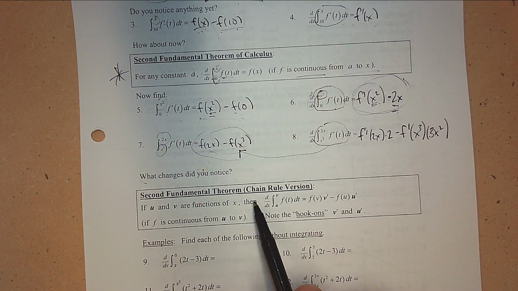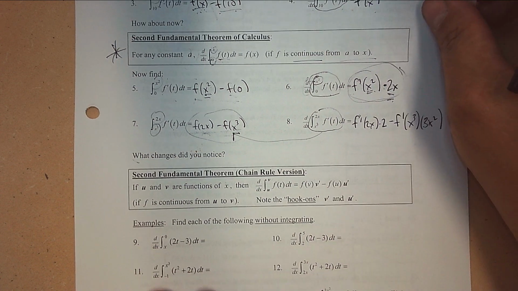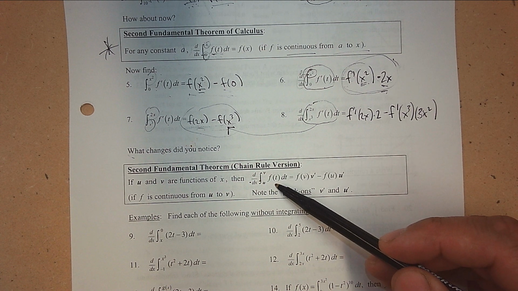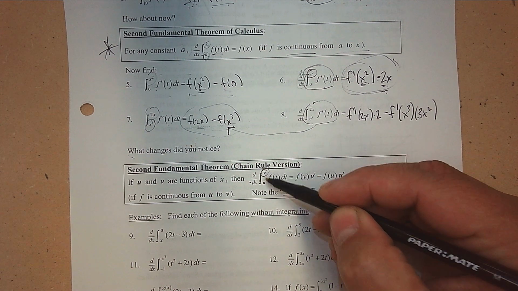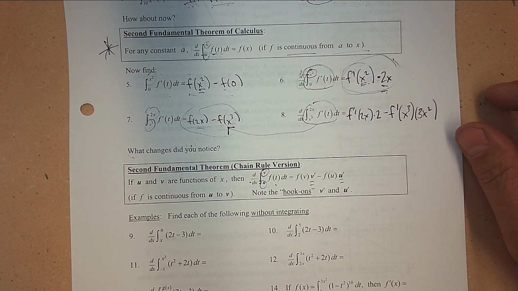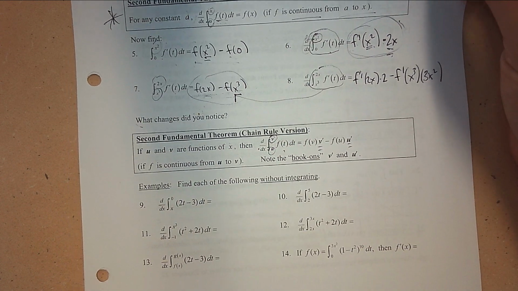So the second fundamental theorem, including the chain rule version: I want you to notice that they still undo each other, but you have to remember that the bounds can create hooks that you have to include. So look at the bounds and take the derivative of the bounds and hook it on. If the derivative is 1, you don't have to worry about it. And if the derivative is 0, you don't have to worry about it.